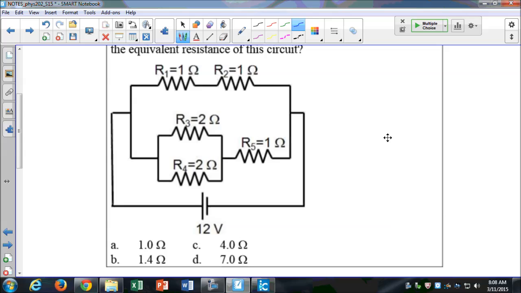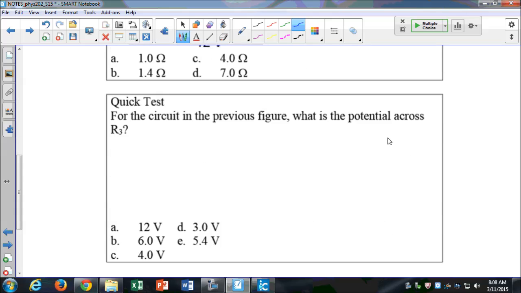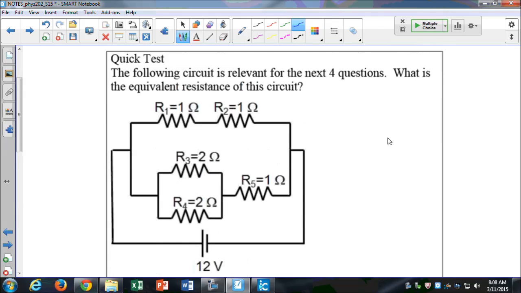Yeah, seriously. All right. For the circuit in the previous figure, what is the potential across R3? Y'all have it? The options are 12, 6, 4, 3, and 5.4.